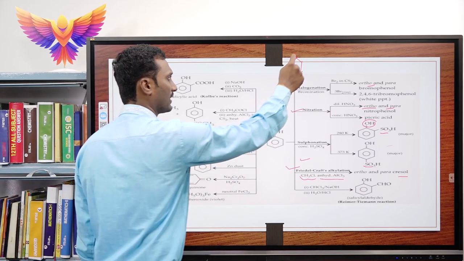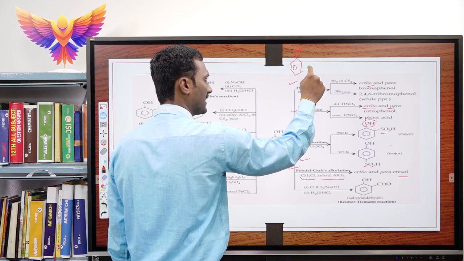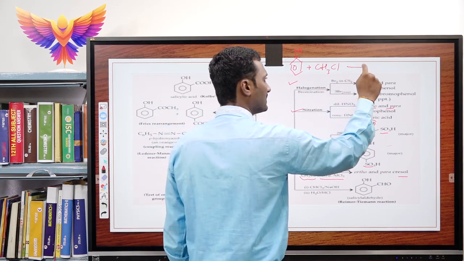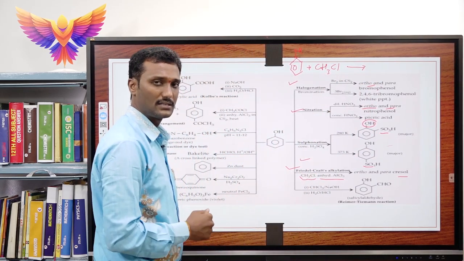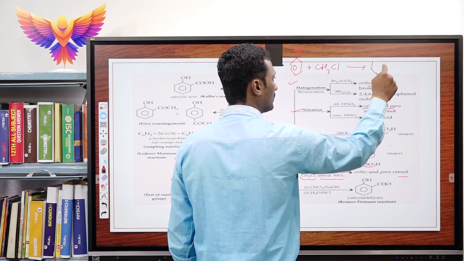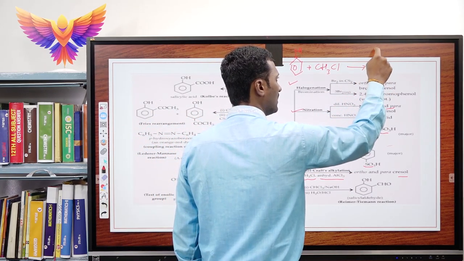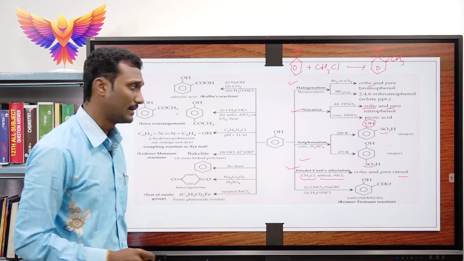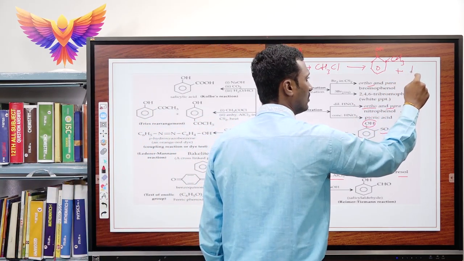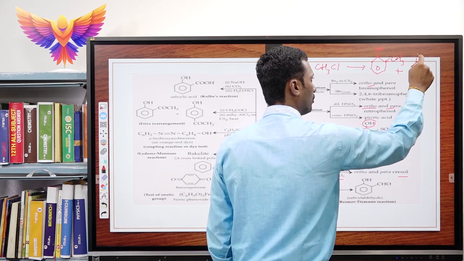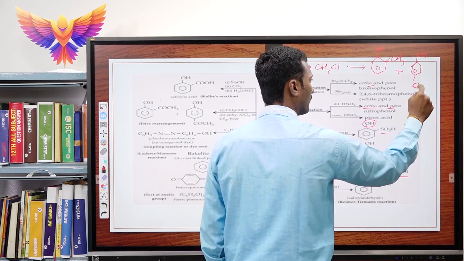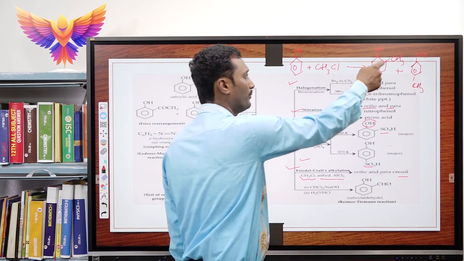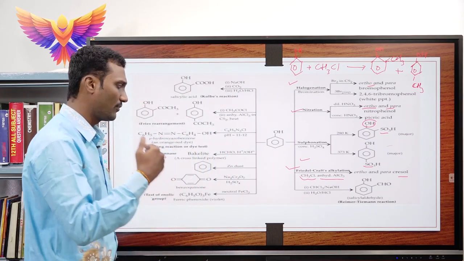But here I am taking phenol. When this phenol reacts with the alkyl chloride CH3Cl in the presence of a Lewis acid such as anhydrous aluminum chloride, you will get ortho-cresol. What is the formula of ortho-cresol? The CH3 group is attached at the ortho position, and at the same time the para product is obtained, where the CH3 group is attached at the para position. When you start the numbering from the OH, the names are 4-methylphenol and 2-methylphenol. So this is the Friedel-Crafts alkylation.